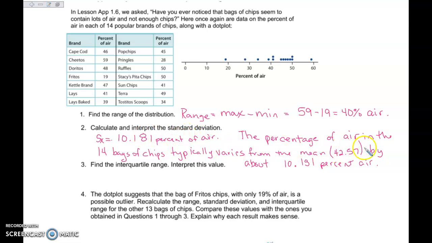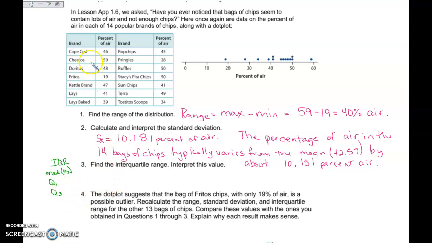Okay, so that is just explaining what's taking place once you find the standard deviation. So basically these numbers are going to vary from that 42.5 by about 10 above and 10 below. Okay, so for number 3, it says find the interquartile range. Remember, interquartile range is IQR. To be able to find this, we need to find the median, which is your Q2. That has to come first. Once you find Q2, you then can find your Q1, which is the median of the lower half, and then your Q3, which is the median of the upper half. And then we'll find the range by subtracting those, Q3 minus Q1.